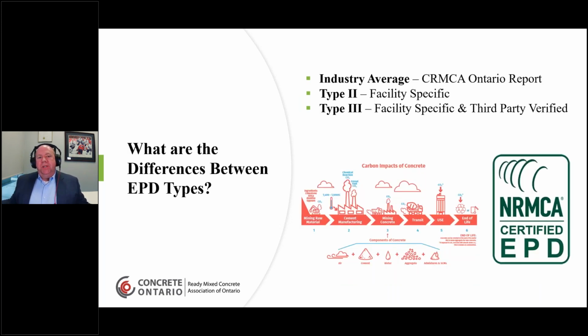So next we get into what are the different types of environmental product declarations that are out there. As an association, what we've produced in our industry average is a hypothetical concrete plant. We have 270 concrete plants in the province of Ontario. 80 plants participated in our study.